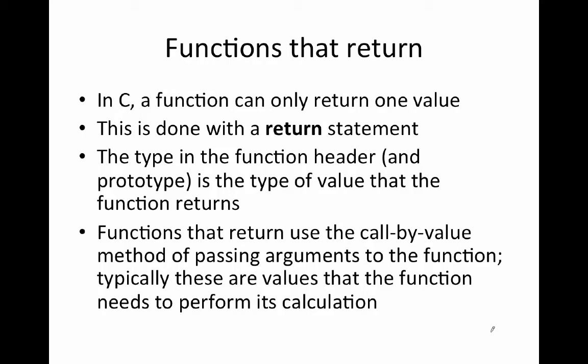In C, a function can only return one value. This is done with a return statement. The type in the function header and in the function prototype is the type of value that the function returns. Functions that return use the call by value method of passing arguments to the function. Typically, these are values that the function is going to need to perform its calculation when it's calculating and returning the value.